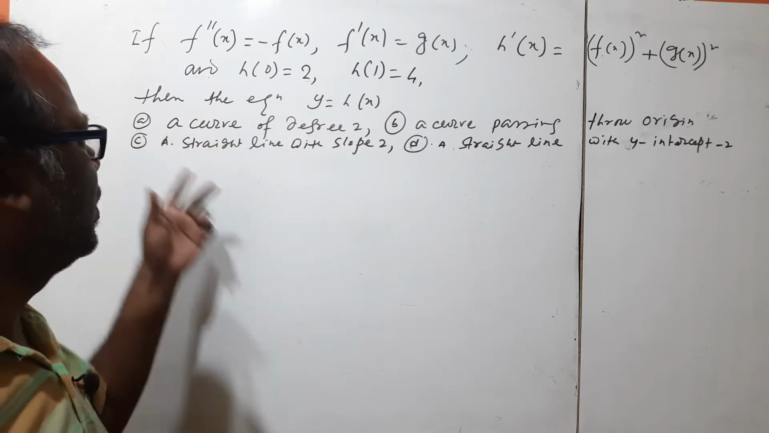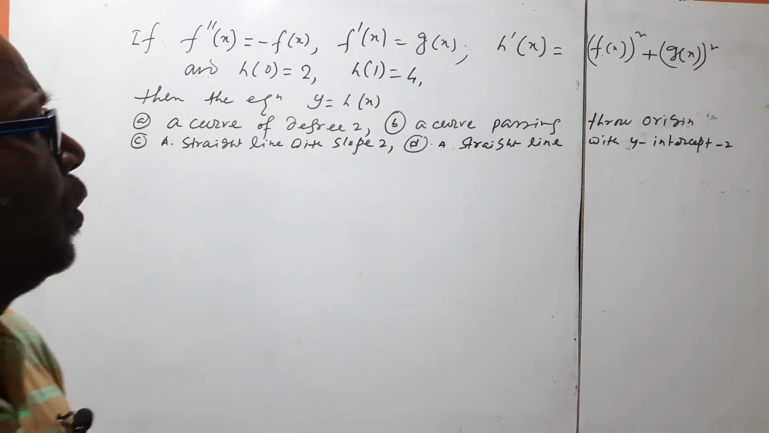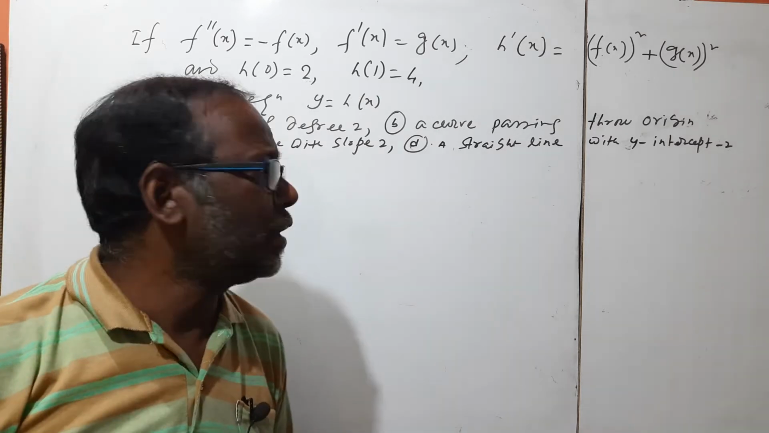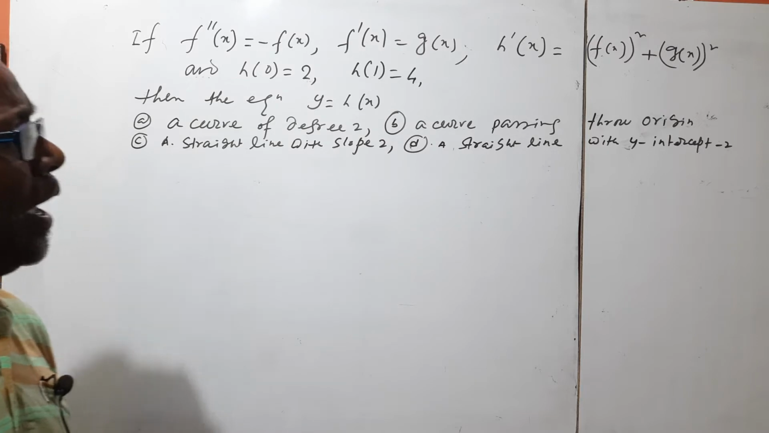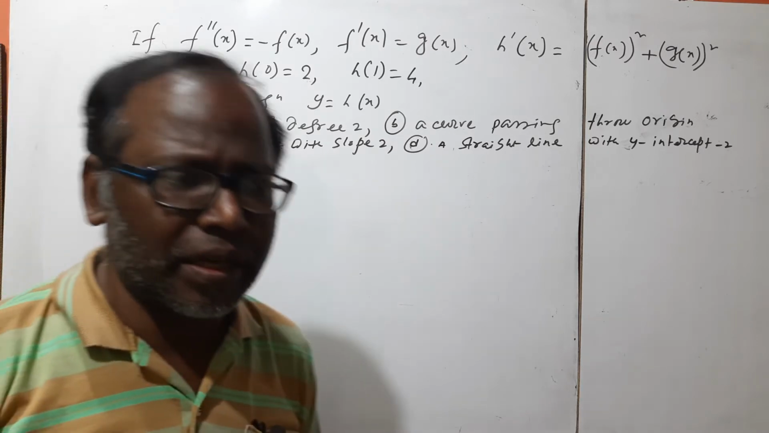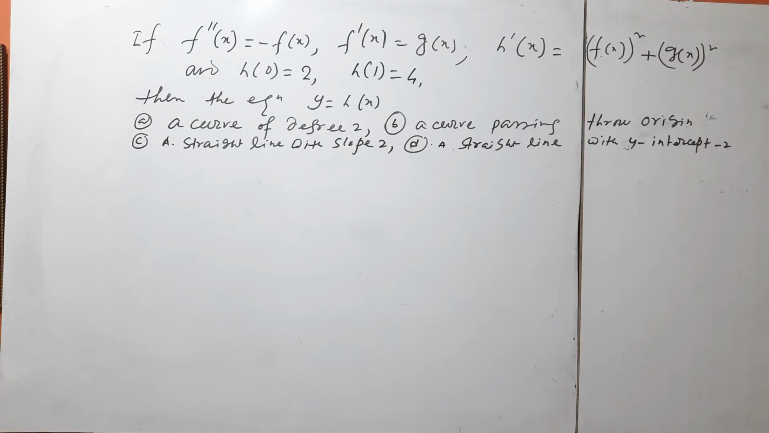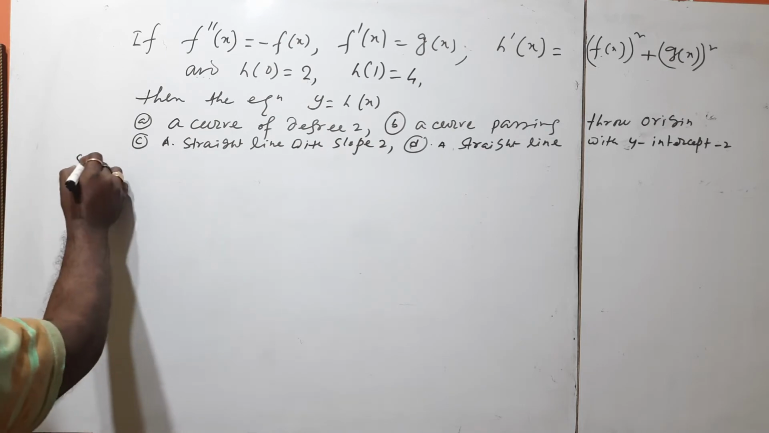Then the curve is, the first option is a degree of 2, the second is a curve passing through the origin, the third option is a straight line with slope 2, and the fourth is a straight line with y-intercept minus 2. See, for the solution, here is the solution.